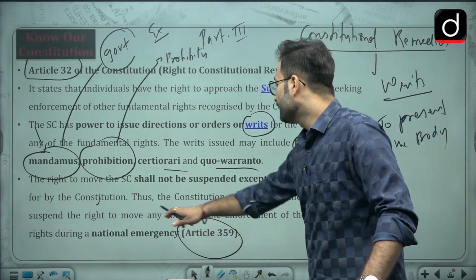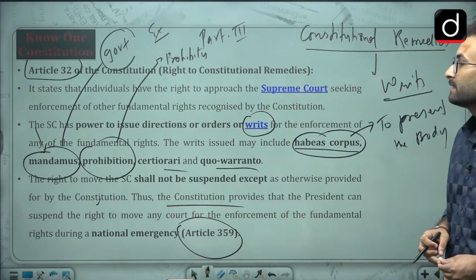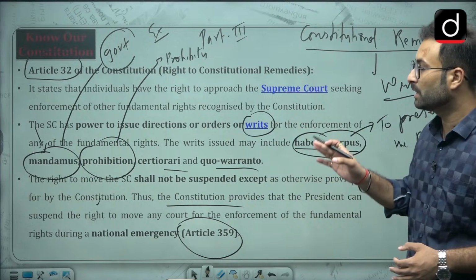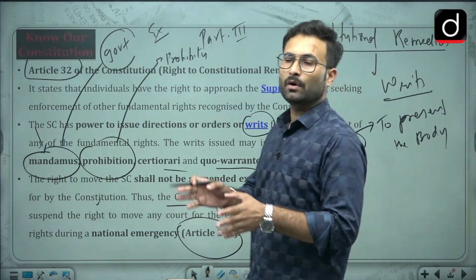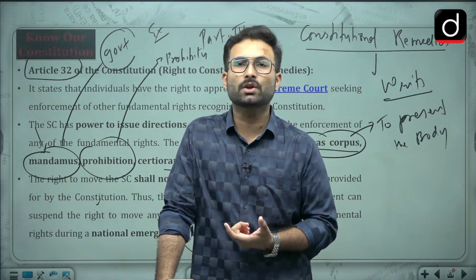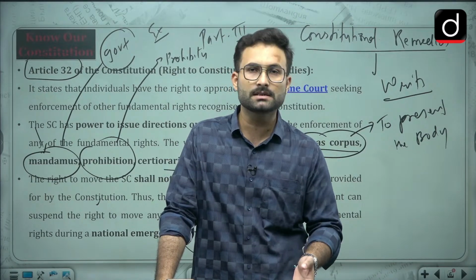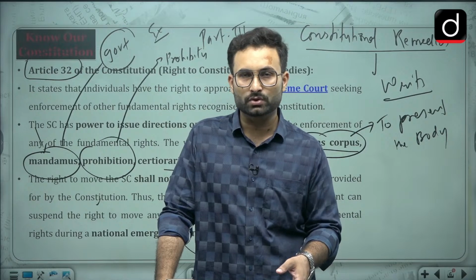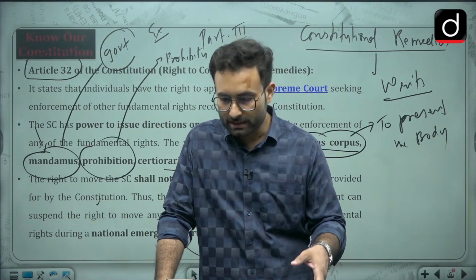Here you can see, the Constitution provides that the president can suspend the right to move to any court for the enforcement of the fundamental rights during a national emergency. At the time of the national emergency, the president, with a presidential order, will mention that the following fundamental rights are not enforceable anymore, so you cannot move to the court. Okay, so that is there.